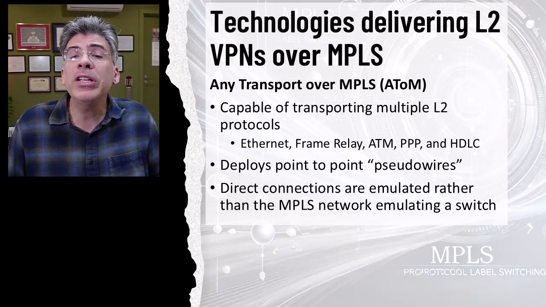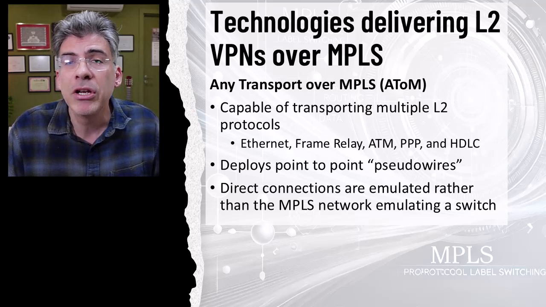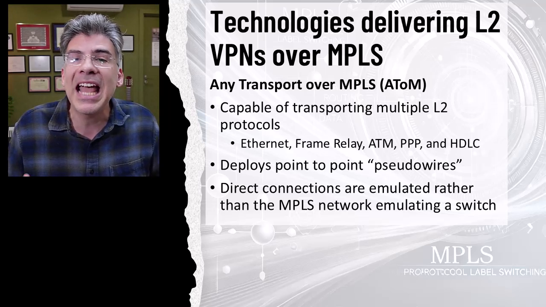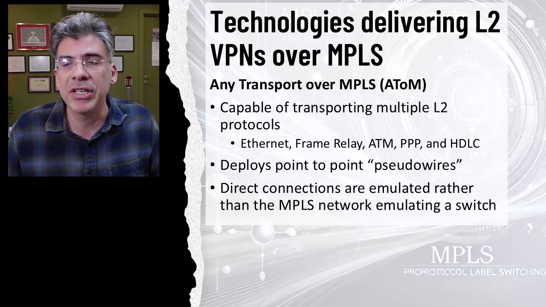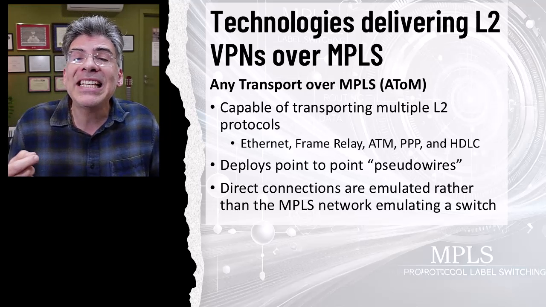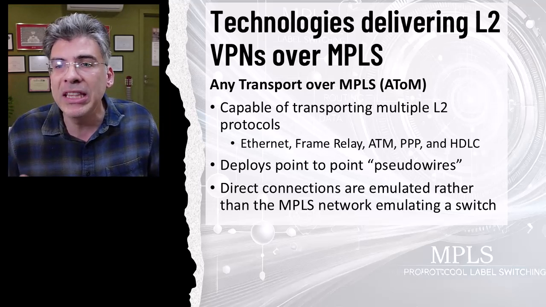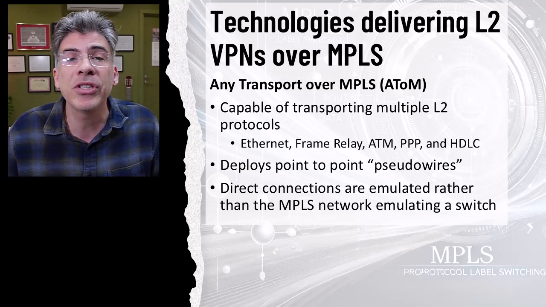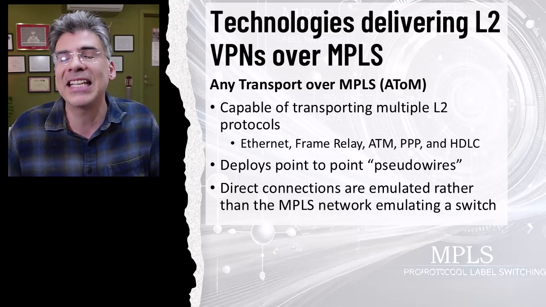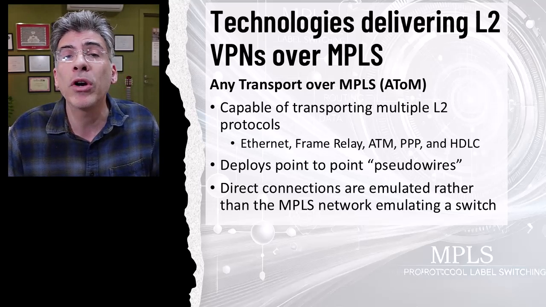AToM enables point-to-point Layer 2 connections, called pseudo-wires, by encapsulating Layer 2 frames in MPLS for transport across the network. Because such a link is point-to-point, it emulates a direct connection between the devices at the two customer sites, rather than emulating one large switch, as is the case with VPLS or EVPN.